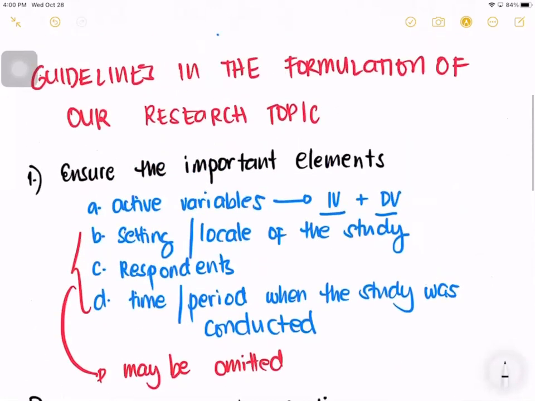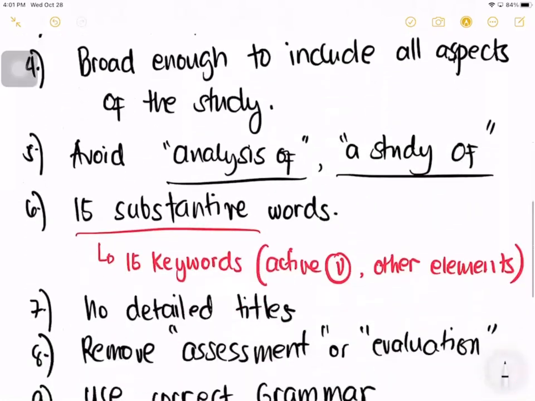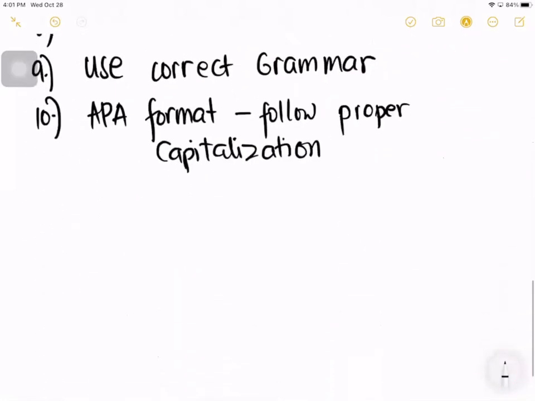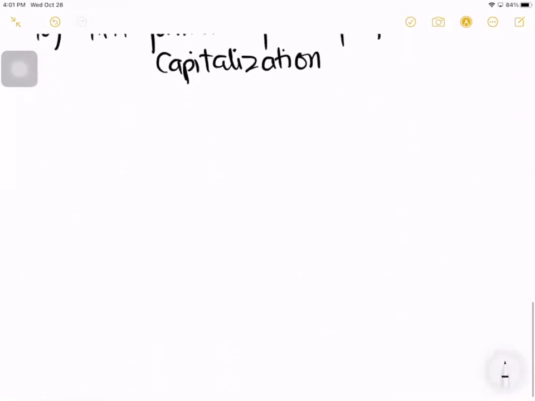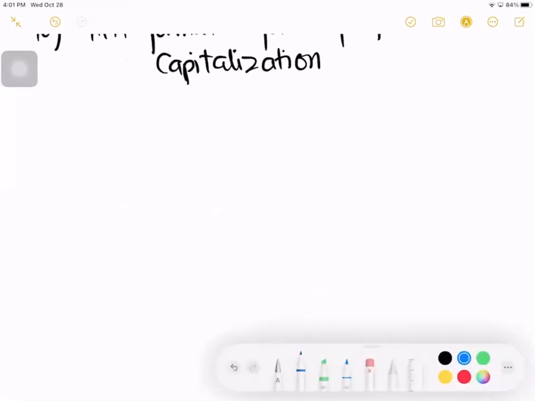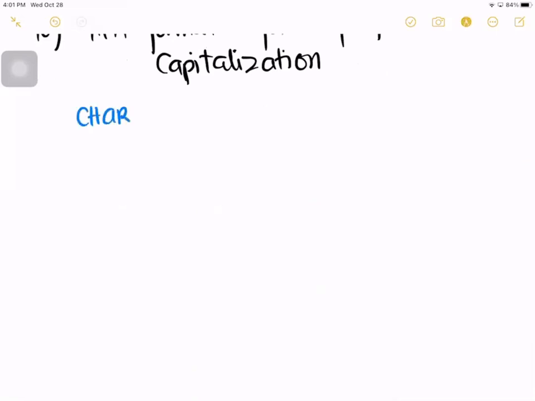So those are some of the guidelines in formulating our research title. Now let's proceed. How are we going to know whether the title bears good characteristics, or in short, that it's okay, looking into how the title is indeed a good title? How would we know if it's a good title? So let's take a look at the characteristics of a good research title.